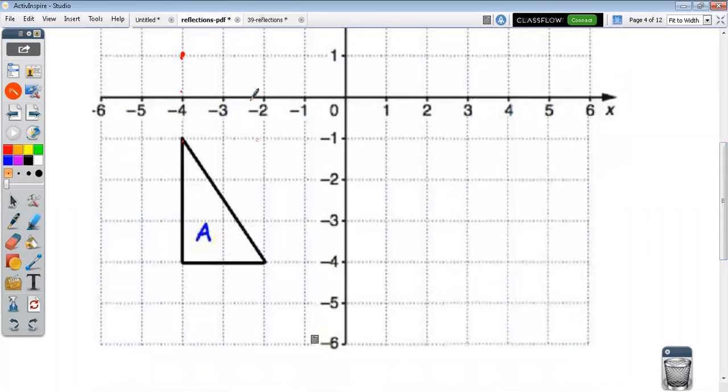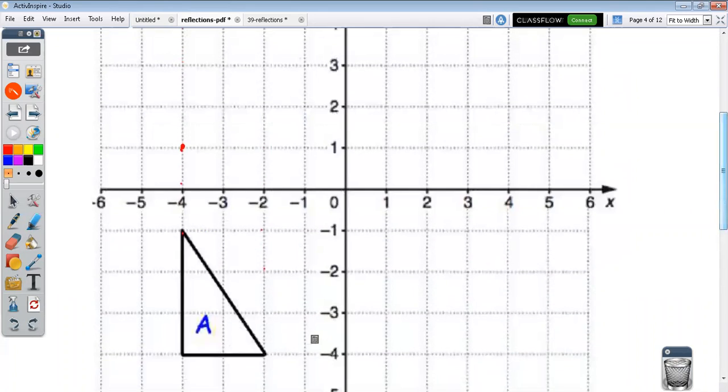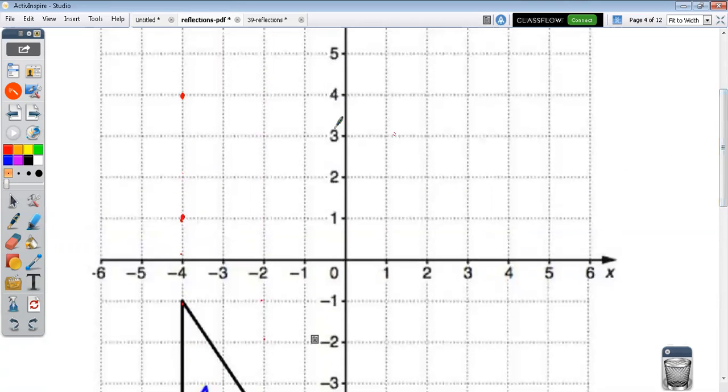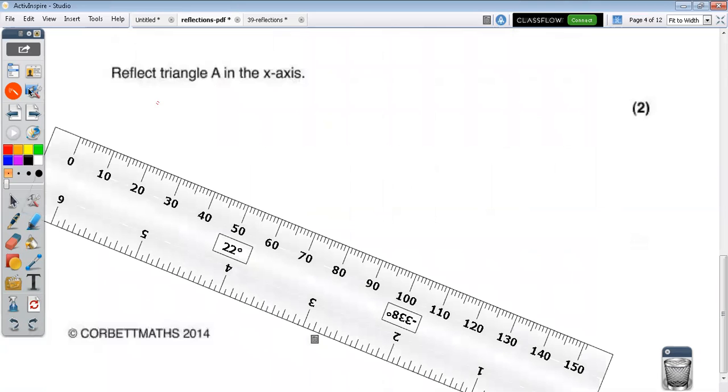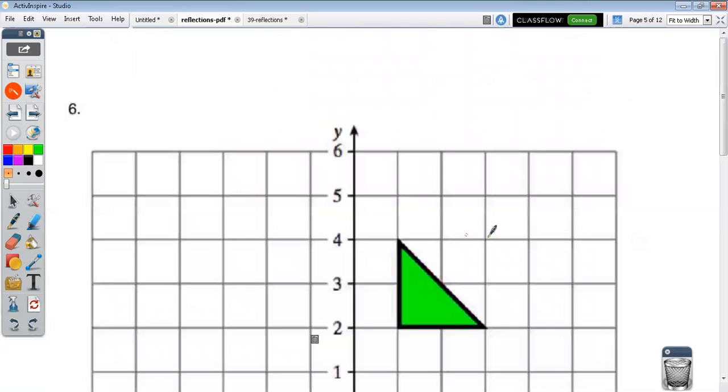Then the last one there, 1, 2, 3, 4. So on the same line, 1, 2, 3, 4. Make sense? Then we have our reflected shape. Of course, you use a ruler. Are we together? But I will show you. Yes, sir. Okay.